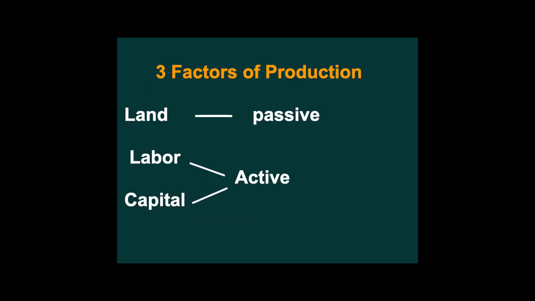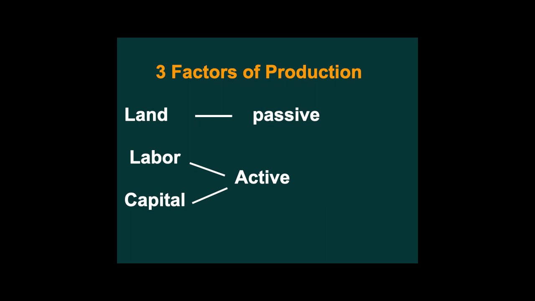Now we've got three factors of production: land, labor, and capital. Which one of them is the passive factor? How about land? Yeah, I'm land. Sorry, go ahead. Land. Land, sure, the passive factor.